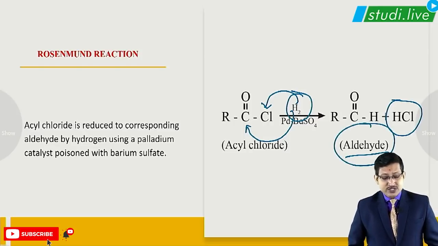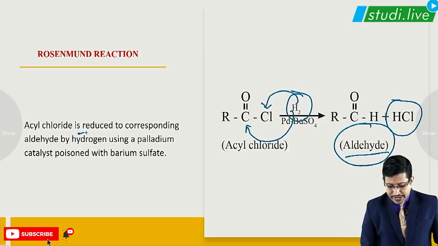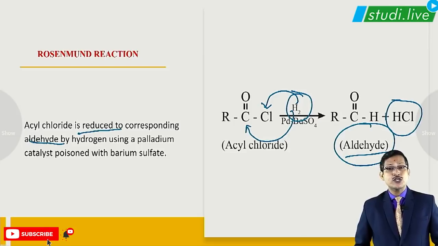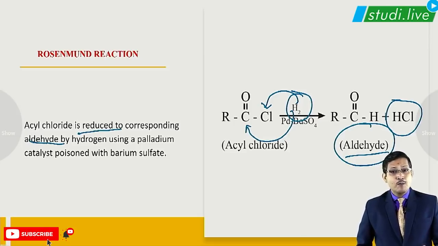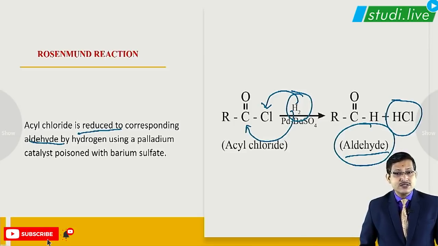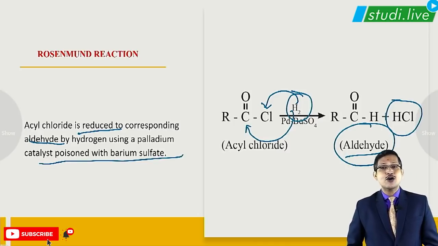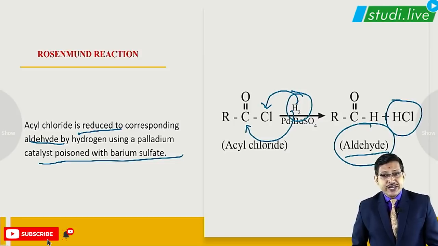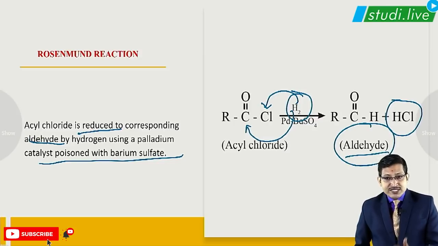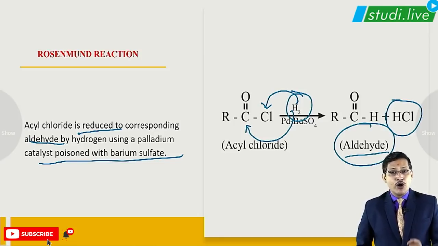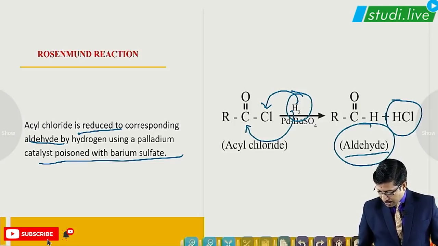So in the Rosenmund reaction, acyl chloride is reduced to the corresponding aldehyde. Aldehyde is prepared by using palladium catalyst poisoned with barium sulfate. So on the arrow that you have mentioned, that is Pd-BaSO4. What is that Pd-BaSO4? Pd is palladium catalyst poisoned with barium sulfate.